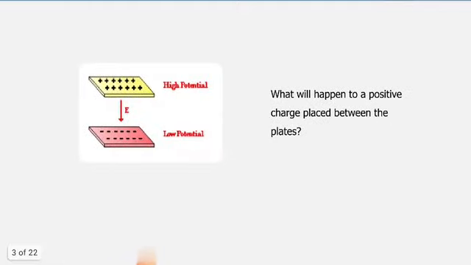So let's start with this one. For example, we have two plates here. The first plate above is highly positive, so it contains a lot of excess positive charge. Meanwhile, the plate below is highly negative. Of course there will be an electric field established between the two plates, pointing from the upper plate towards the lower plate, from the positive towards the negative.